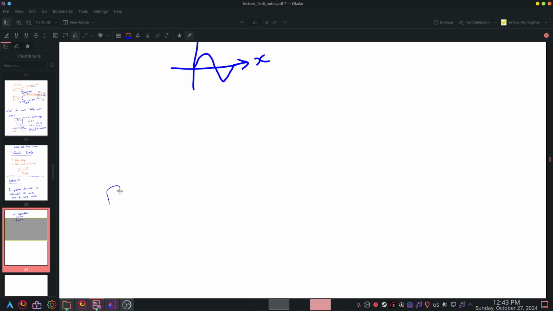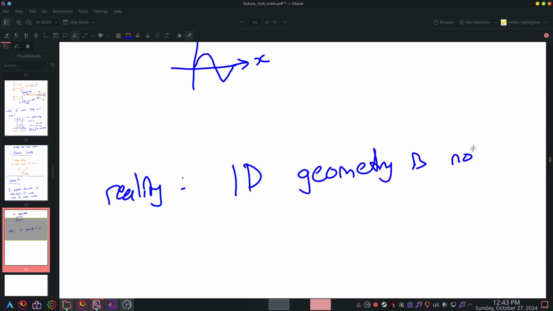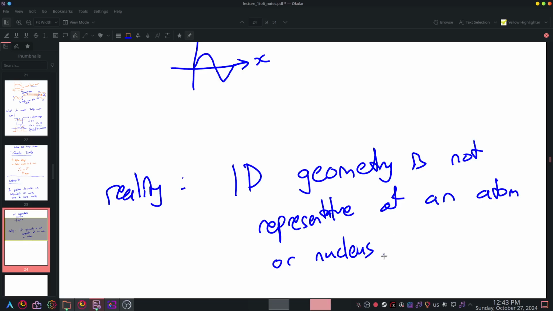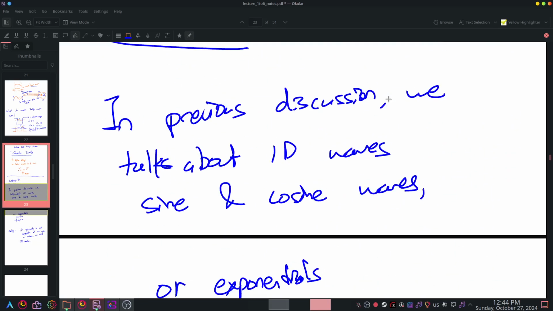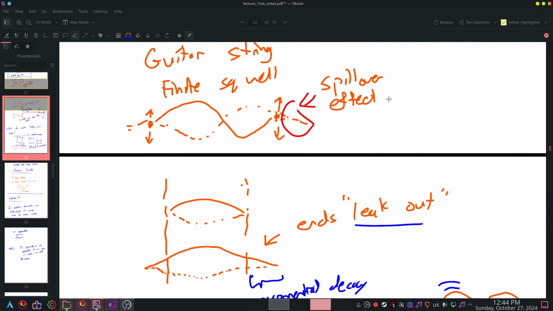Reality is, 1D geometry is not representative of an atom or nucleus. We need a 3D version. That's just how the world works, or how physics works.